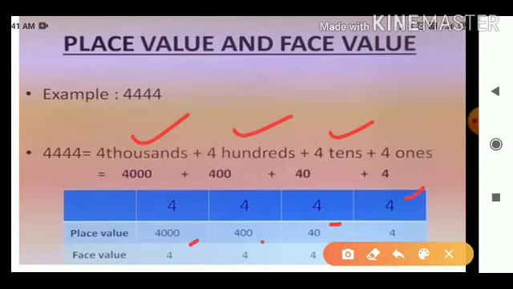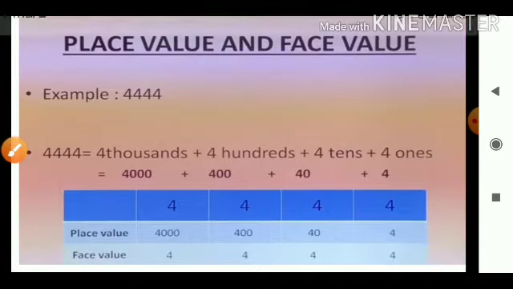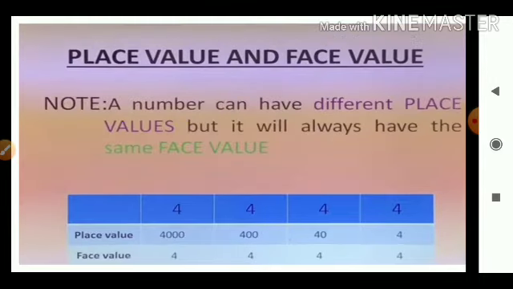Understood? Okay. But the face value is the same in all the positions. I told you now, it is the same number whatever its position may be, its value is the same always. What we can conclude: a number can have different place values, but it always has the same face value. It is clearly shown in this example.